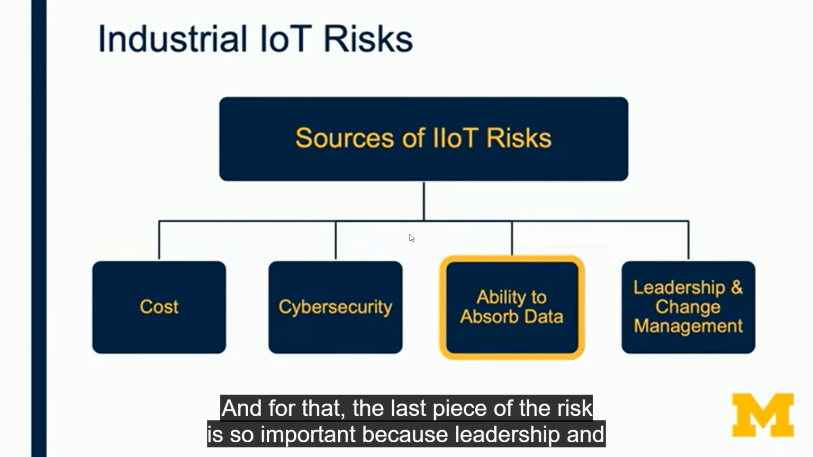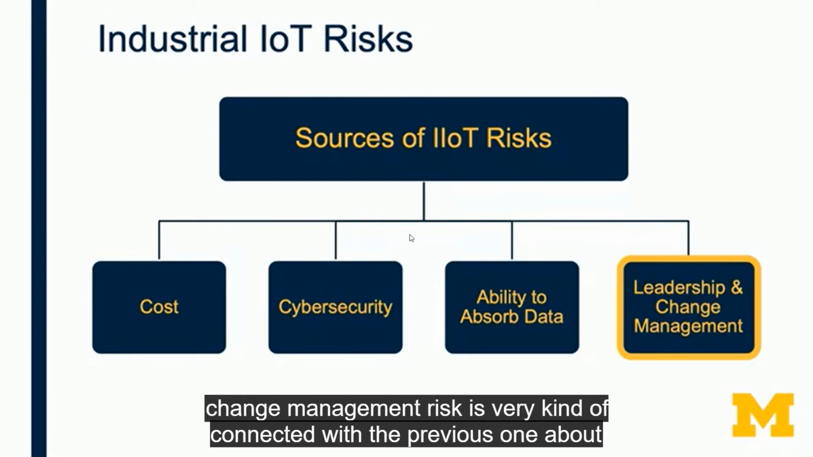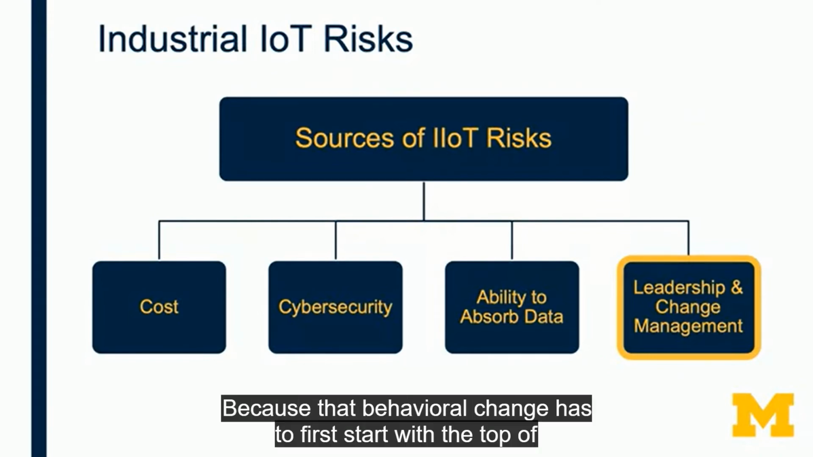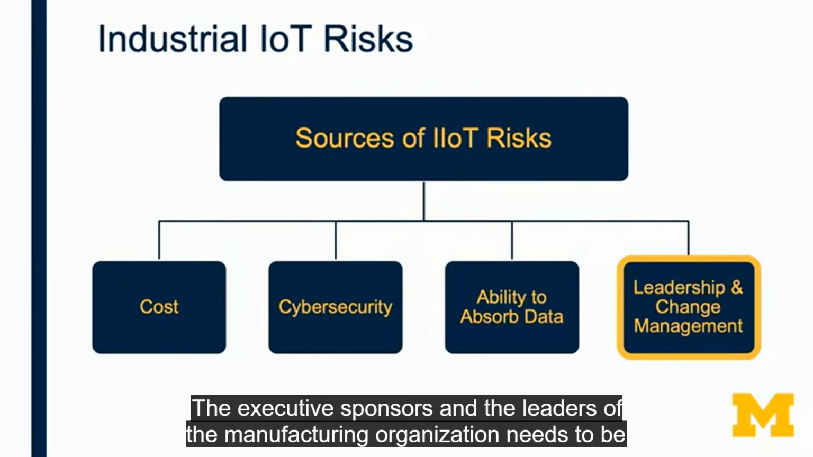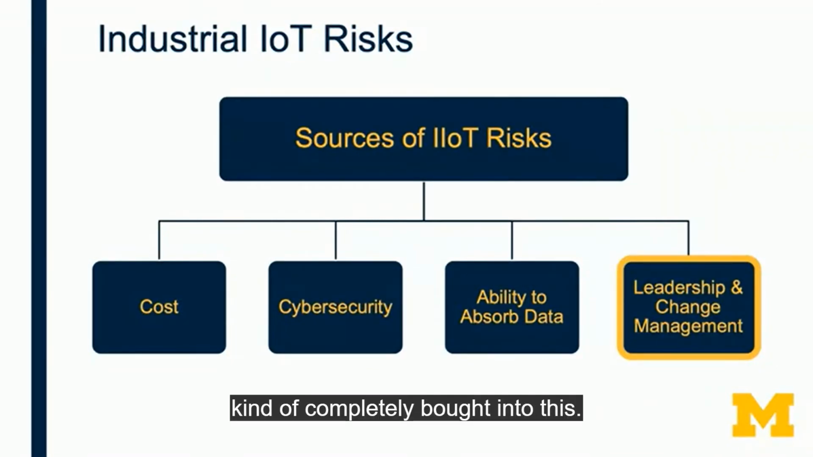And for that, the last piece of the risk is so important, because leadership and change management risk is very connected with the previous one about the ability to absorb data, because that behavioral change has to first start at the top of the organization. The executive sponsors and the leaders of the manufacturing organization need to be completely bought into this, and they have to give a lot of support for this to take off.